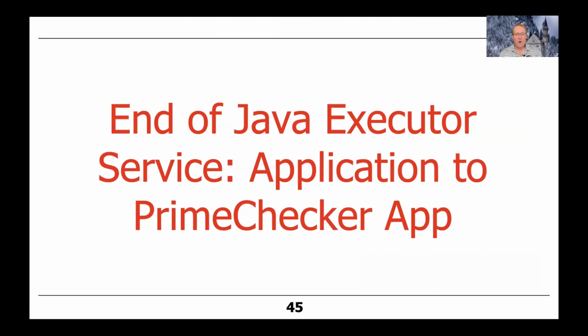So that's the end of our overview of how to apply the Java Executor Service to the PrimeChecker app. We've now got a more powerful PrimeChecker. And if you want to play around with this, you can go to my GitHub repository and download the code and try it out on Android and see how it works.